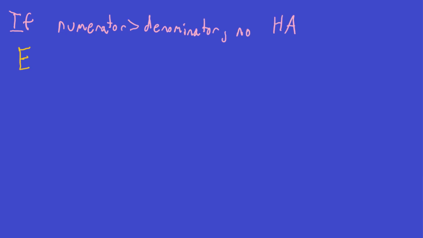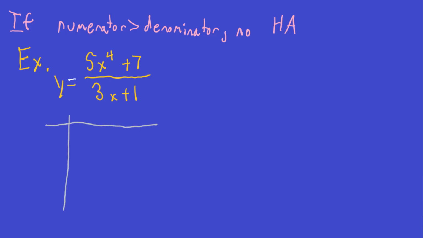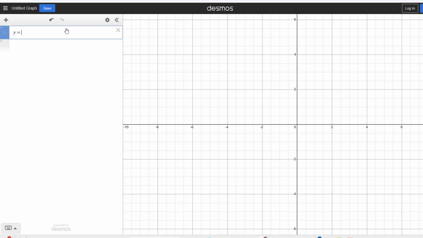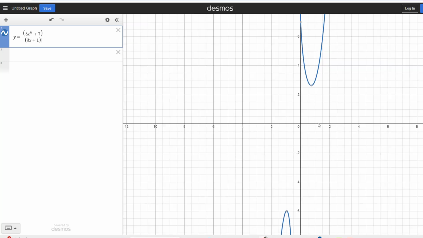For example, the function y equals 5x to the fourth plus 7 divided by 3x plus 1 does not have a horizontal asymptote. This makes logical sense if we look at a table. As we can see, x to the fourth increases much faster than just the function x. For example, when we plug in 100, x to the fourth is 1 times 10 to the 8th, while x is just 100. This trend will continue, causing the function to essentially increase without bound.